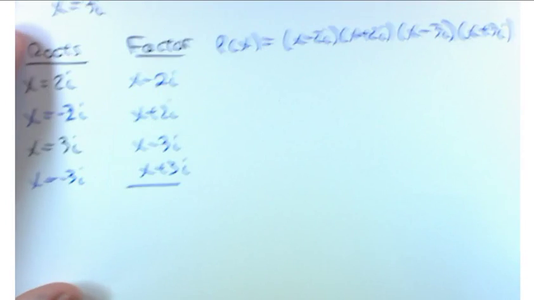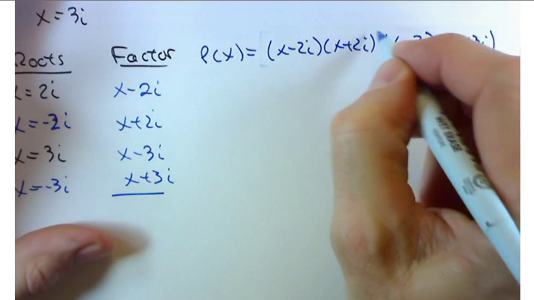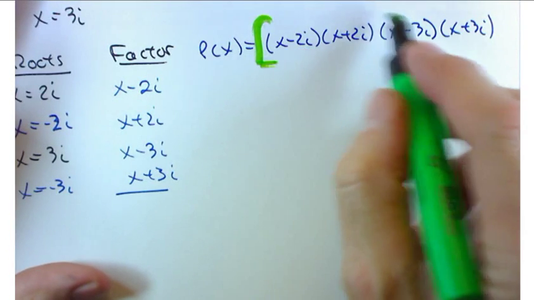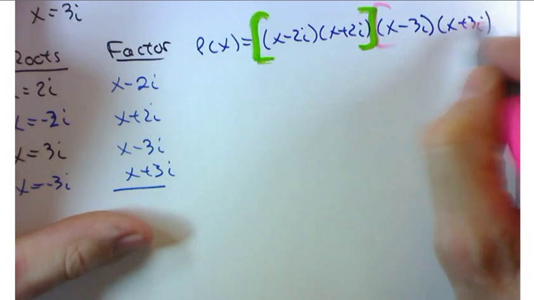So what I would suggest is you kind of work at it pairwise. Let's start with these two here. So much for that pen. Let's start with these two here. Multiply those together. And then likewise, let's do these two here.